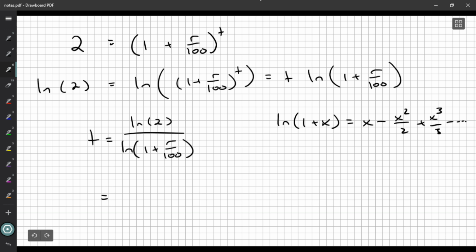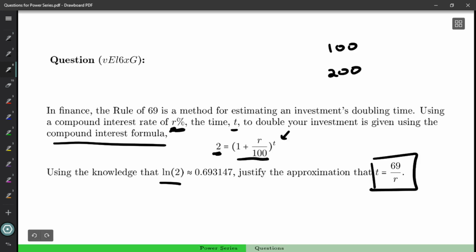Now we're told ln 2 is about 0.693. I'm just going to use approximately 0.69 in place of my ln 2. Now why am I doing that? Well, I notice I need to get a 69 here. I see a 6 and a 9 very clearly with the ln 2. But how do you go from 0.69 to 69? You'd have to multiply by 100. So things are starting to fall into place.